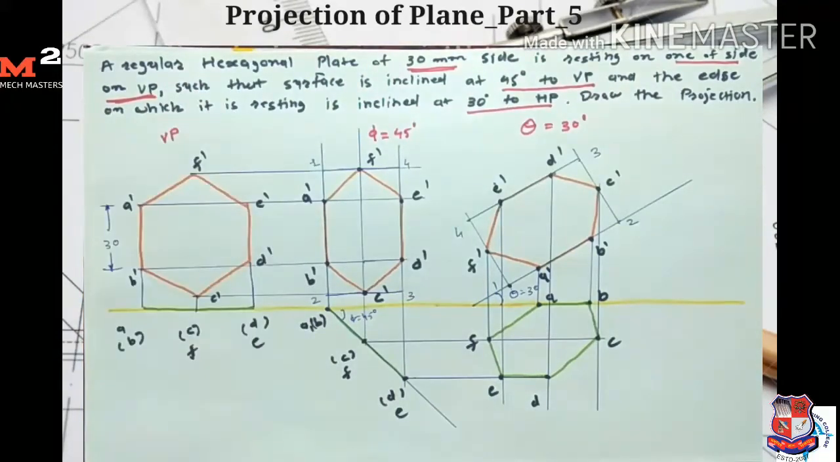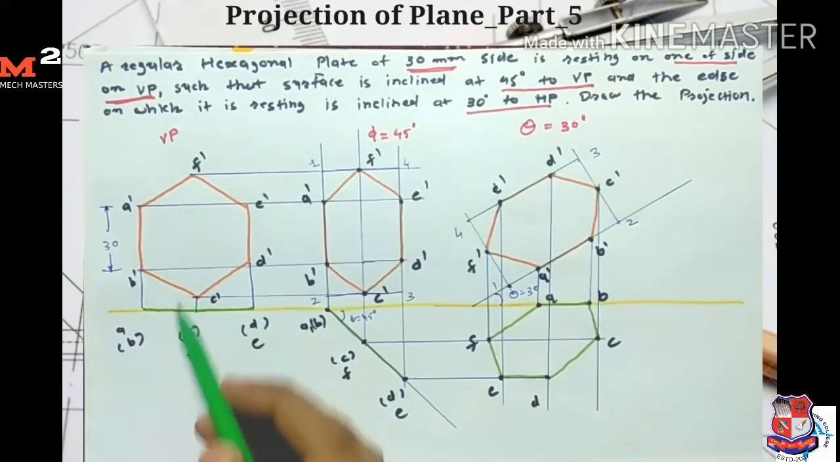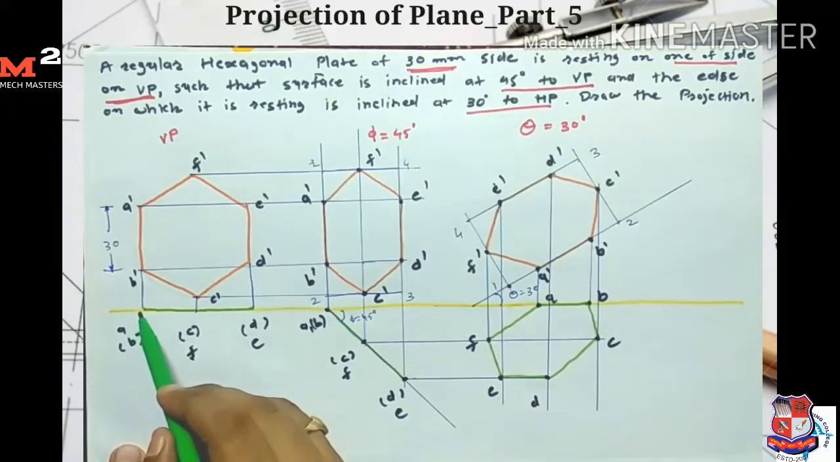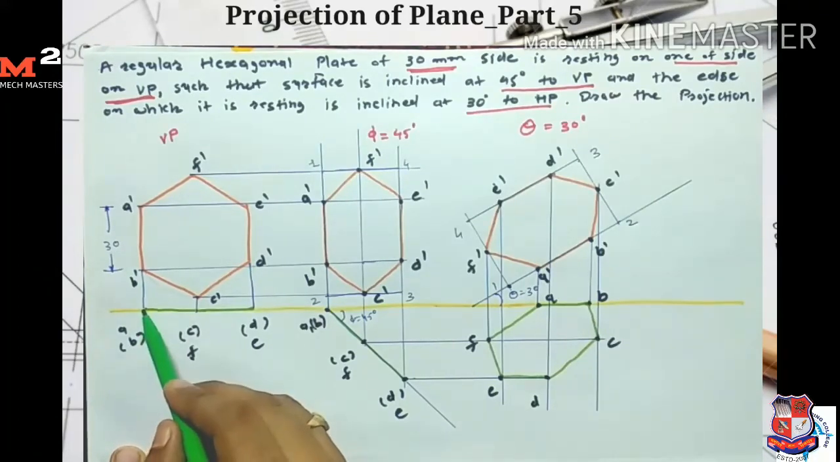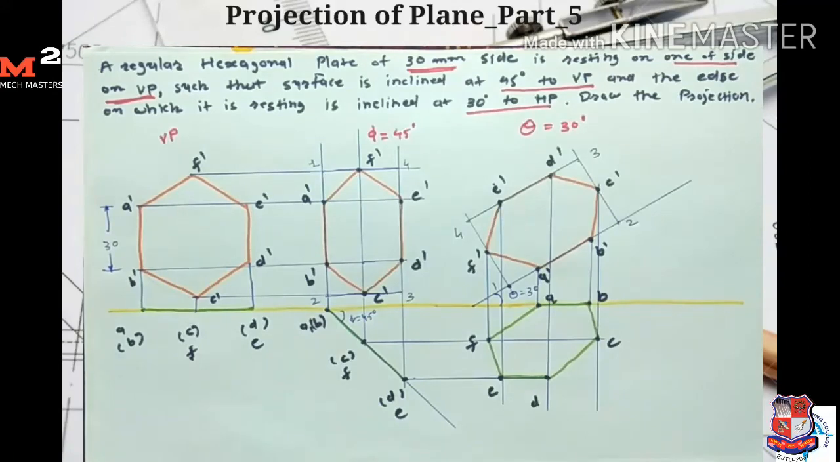So in this way I draw all 3 stages of this problem. I complete this problem. Before ending, I just check whether the side on which the plane is resting is always on the reference line or not. Here the plane is resting on side A dash B dash. So I check whether points A and B are on the reference line or not. Here points A and B are on the reference line, here they are on the reference line, and here they are on the reference line. So here I complete this problem and I conclude this lecture here.